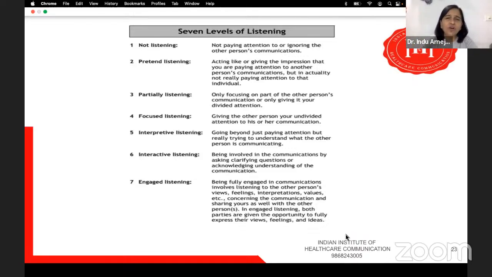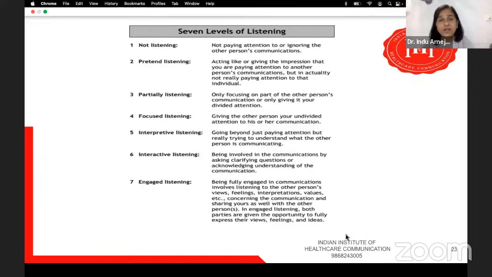Level 1 is when you are not listening. So when somebody is speaking, maybe one of your participants is trying to say something, but you're just not paying attention. Second, I think worse than that will be pretending to be listening. So when you pretend to be listening, actually it's visible on your face that you are not listening. So it's again a very dangerous thing.